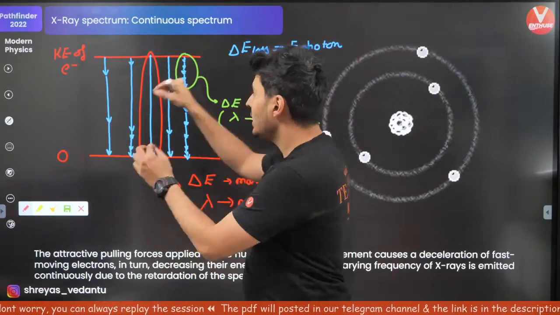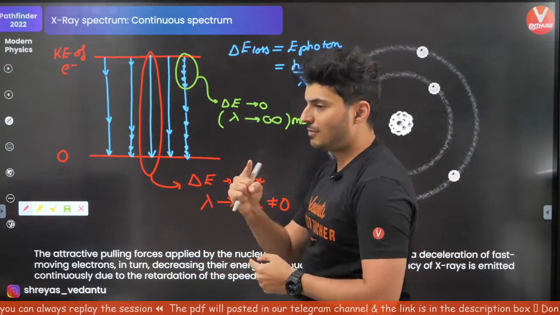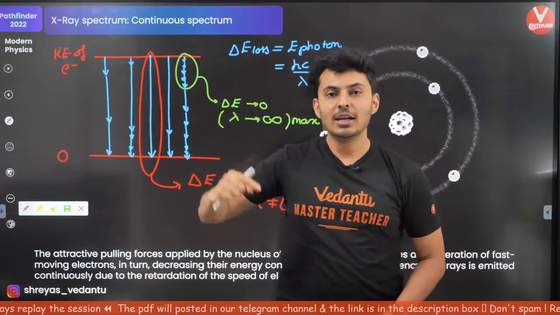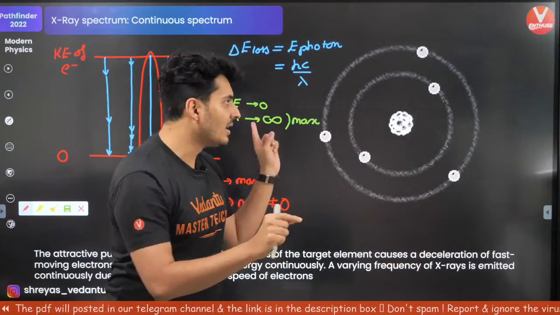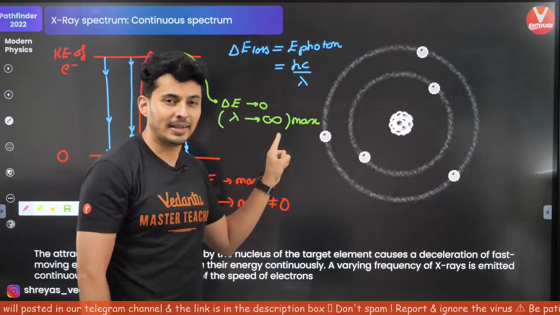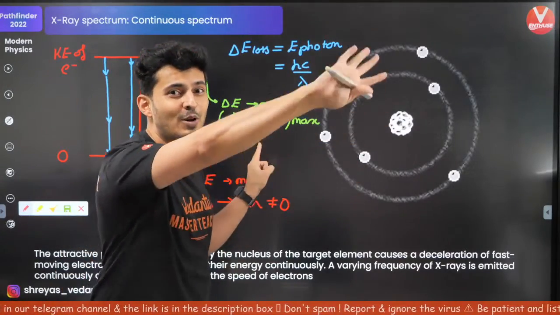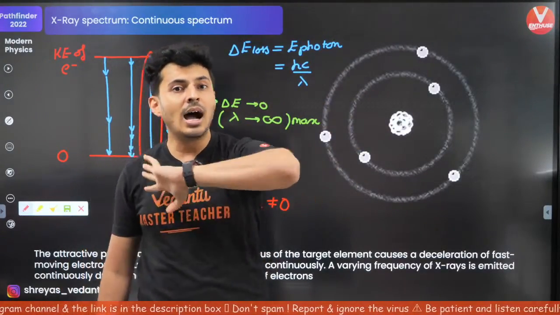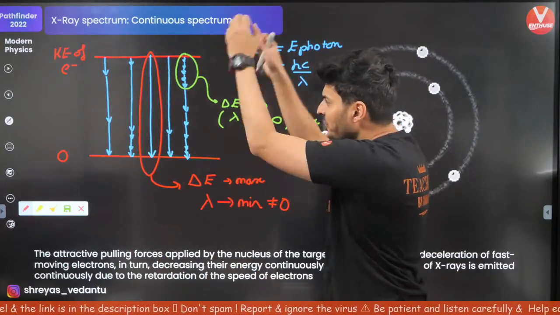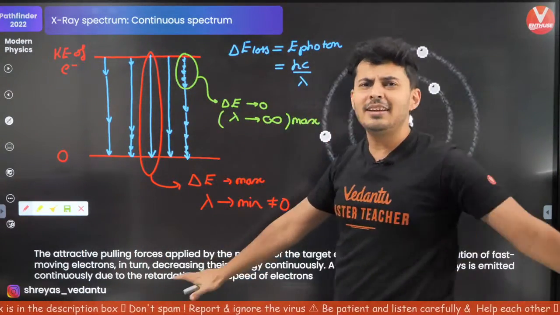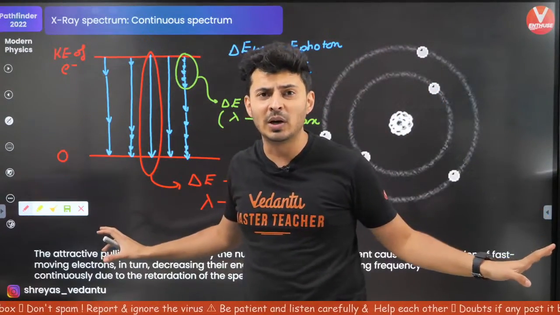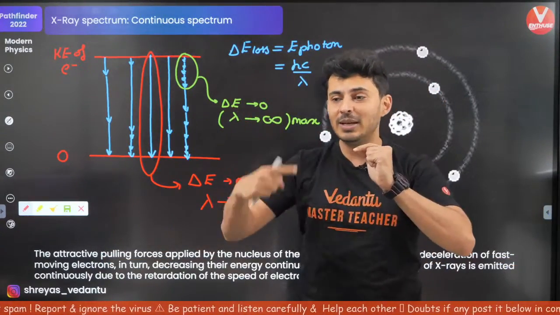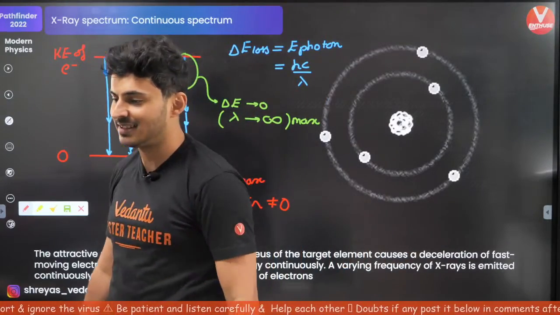So there are two extreme cases. First extreme case, it loses energy in steps. Deflects. Small energy loss, small frequency, large wavelength. That's number one. So max wavelength is infinity. The other extreme case is it loses everything it has. It gives out a maximum energy photon. That means the wavelength will be the least. As simple as that.